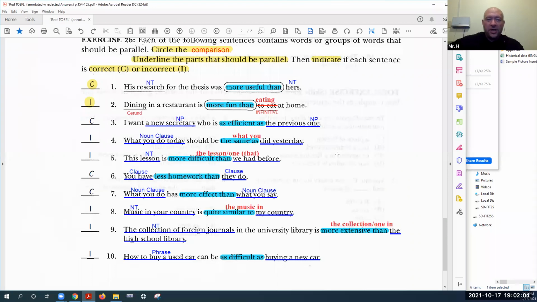How to buy a used car can be as difficult as how to buy a new one. You got it. How to buy a used car here can be as difficult as how to buy a new car over here. All right, good.